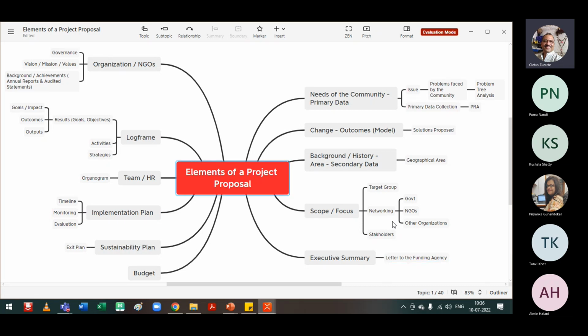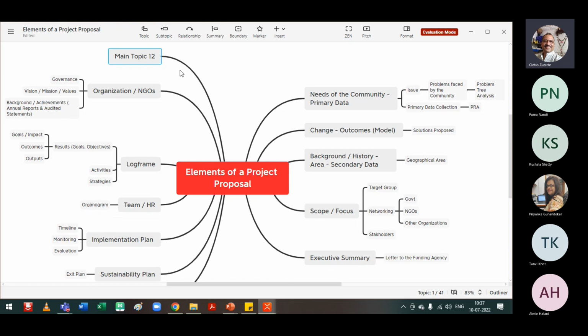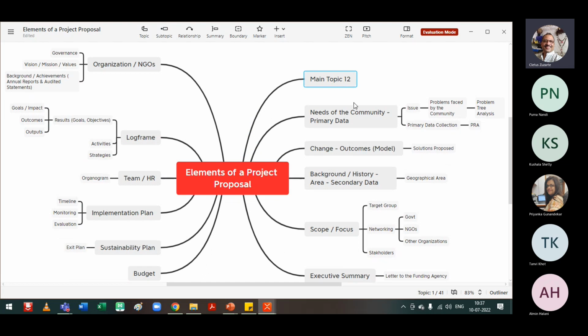But just before the executive summary and the letter to the funding agency, there's one more important point which is missing. Anybody would like to give a shot at that? Okay, I'll just make it simple and tell you. One of the important things that you need to do is to give a face sheet. A face sheet is a very interesting thing. What do you write in a face sheet?